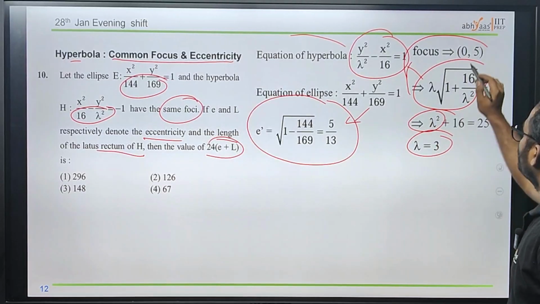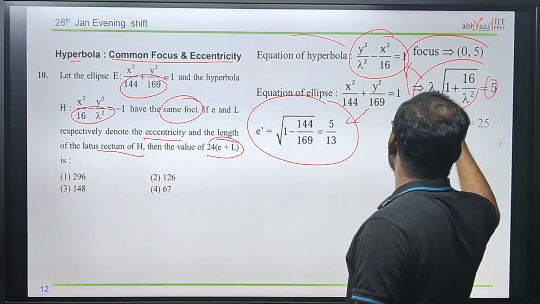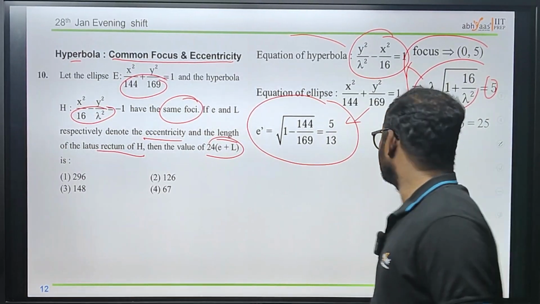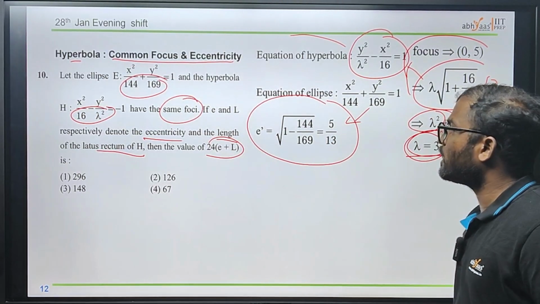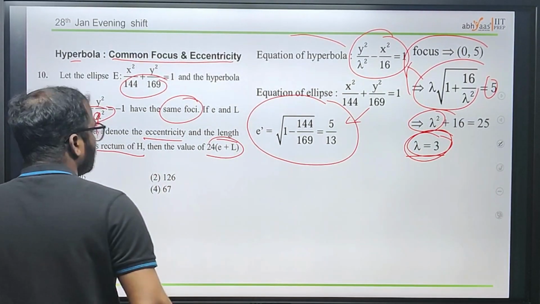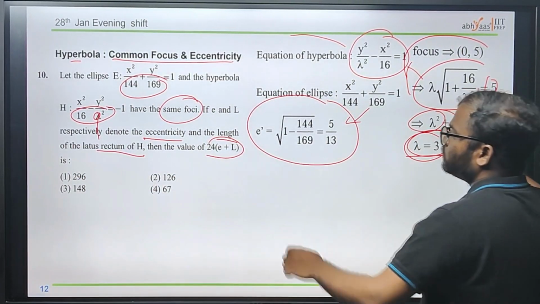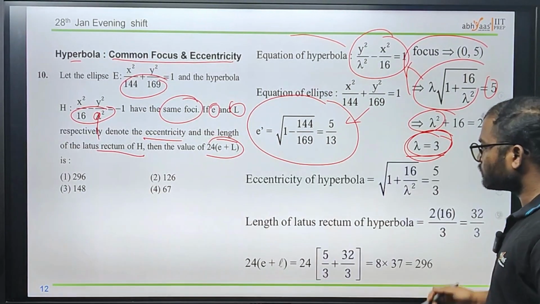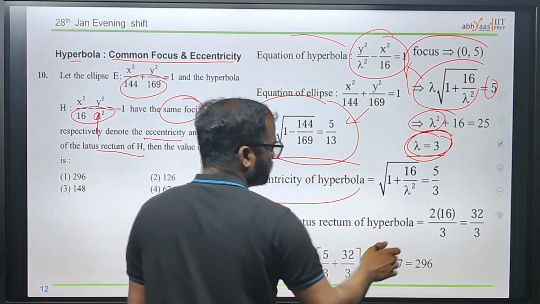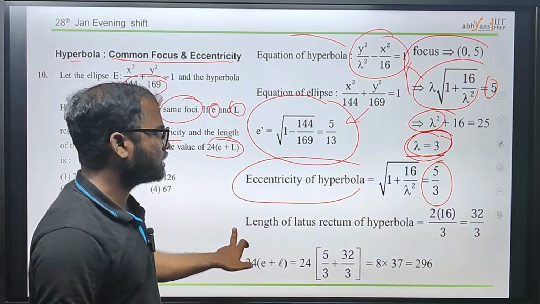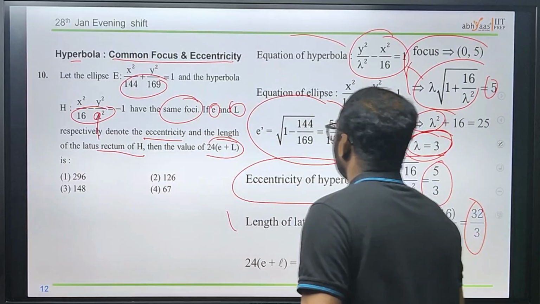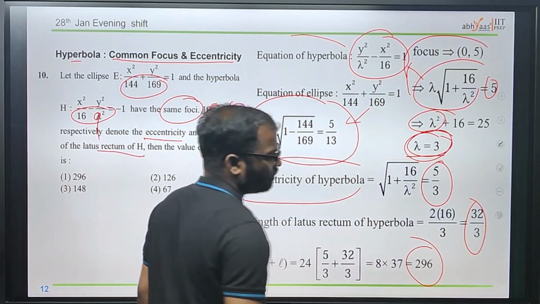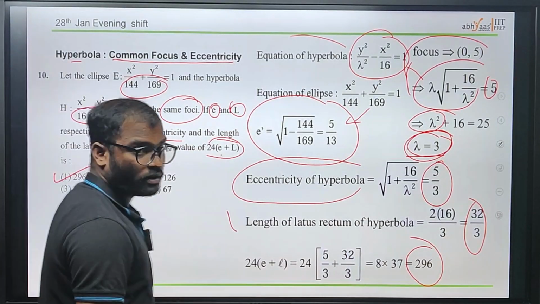Since we have the focus and the eccentricity, we can easily find this value. Lambda is 3, which makes it 9. Now we find the eccentricity of this line L. The eccentricity of the hyperbola we now got as 5 by 3, and the latus rectum as 32 by 3. Therefore, E plus L, substituting those values, gives the answer 296. Therefore the first option is the correct answer.